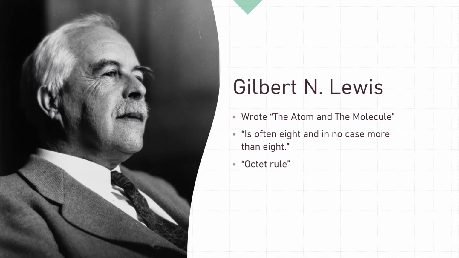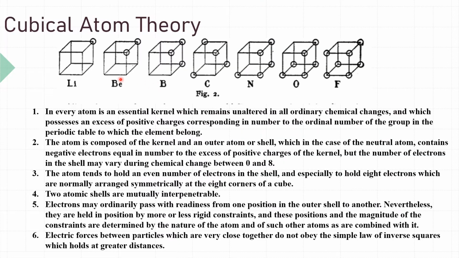Gilbert Lewis wrote The Atom and the Molecule to elaborate the ideas of Abegg's law of valence and countervalence, namely that the total difference between the valence and oxidation state numbers is often 8 and is in no case more than 8. This is the first time he mentions in the paper the term that will be known later as the octet rule. He came up with this figure where the circles represent the electrons in the outer shell of the neutral atom. He starts with a few fundamental hypotheses.